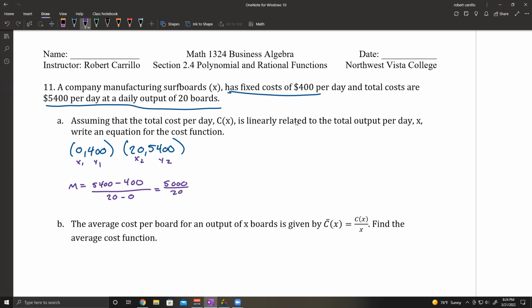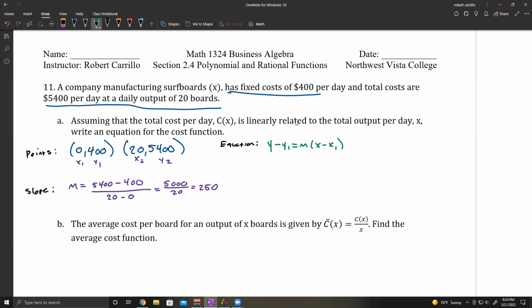Yes. So my slope is 250. Okay. Maybe I should be labeling these points, right? Slope. And now let's find the equation using my favorite formula, the point slope formula, because it tells us everything we need. We need a point and we need a slope.